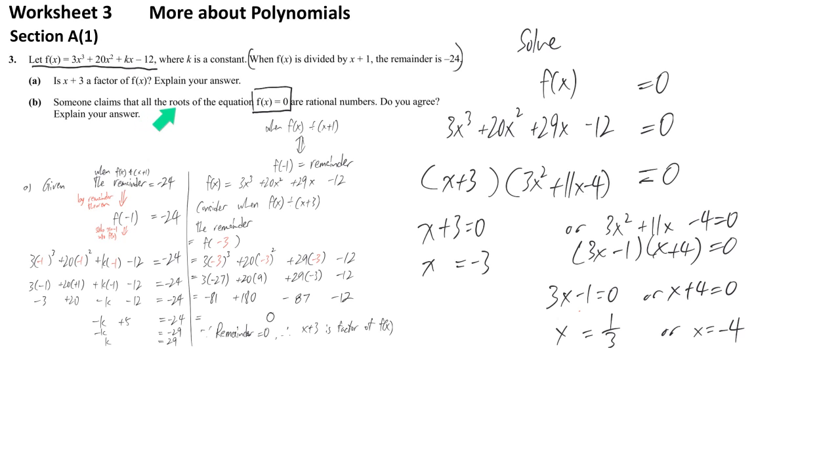And what they say is they claim all the roots are rational numbers. So -3 is a rational number because you can write it as -3/1. You can express it as a fraction with integers only. 1/3 is, and -4 also is. So all roots of the equation f(x) equals 0 are rational. So agree.